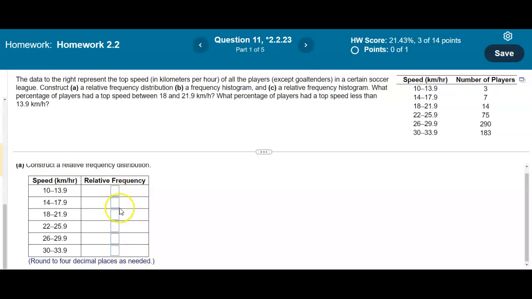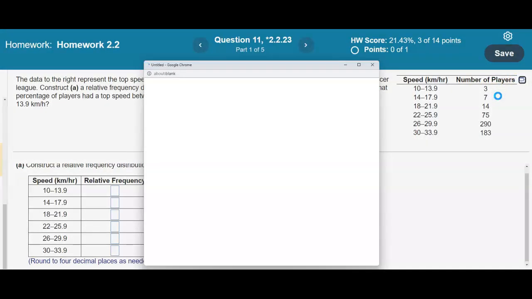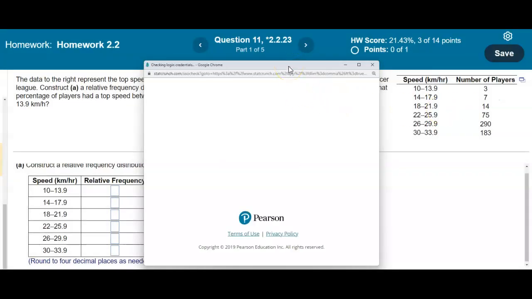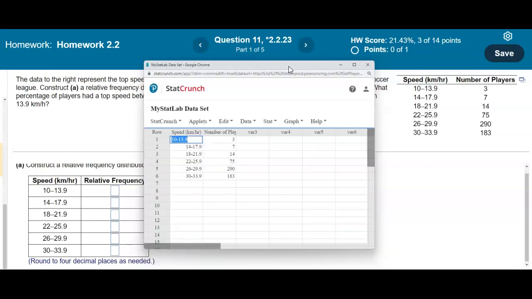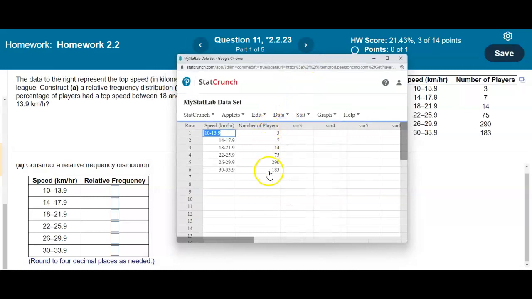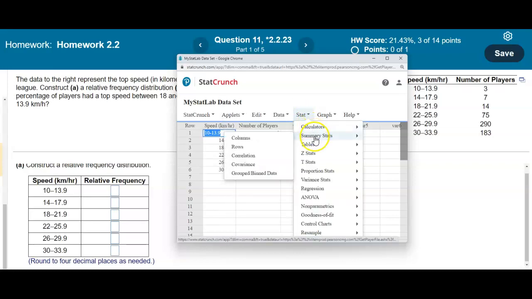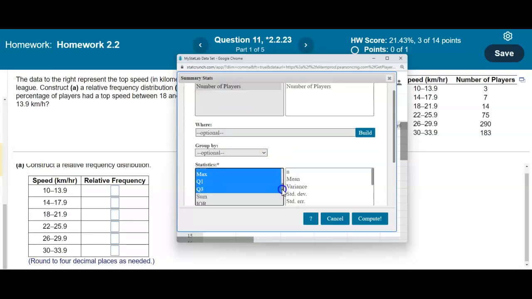So there's two ways that we can do this. We can do this by hand, or we can put in a formula in StatCrunch. Let's open up the data in StatCrunch. First we need to find the total number of players. We go to Stat, select Summary Stats, go to Columns, select that column, and find the sum of that column.